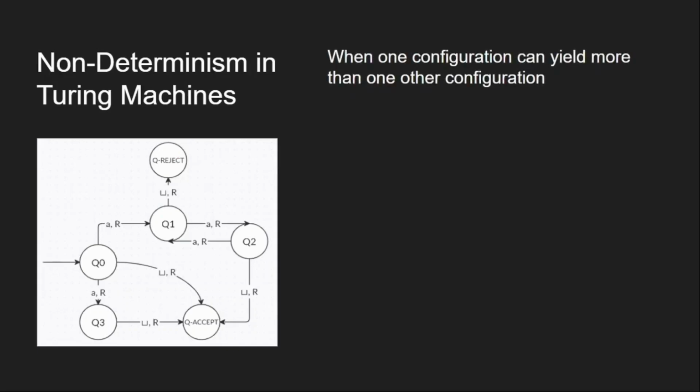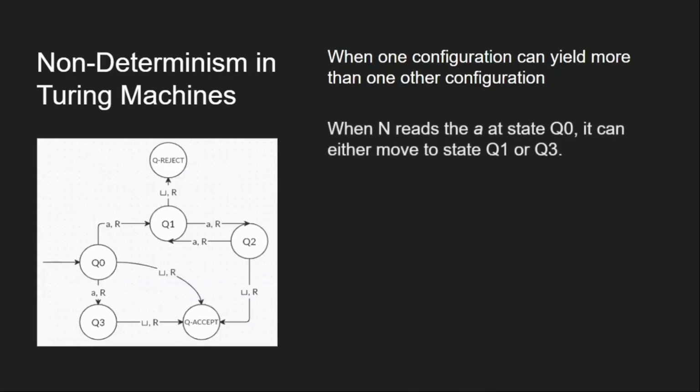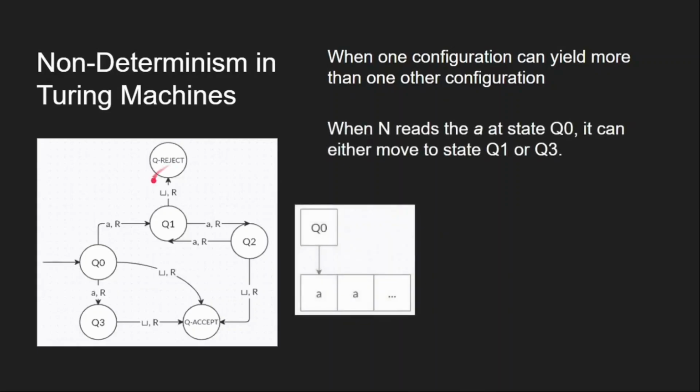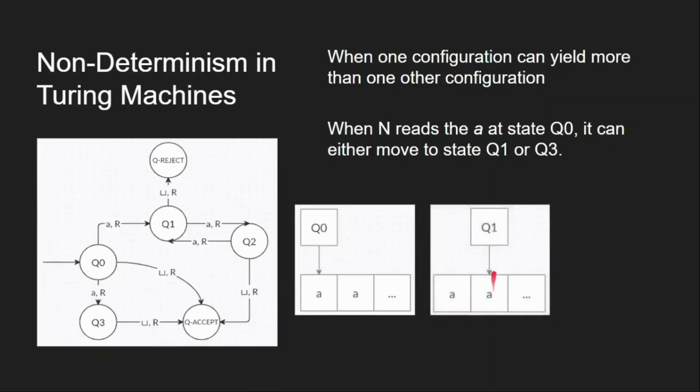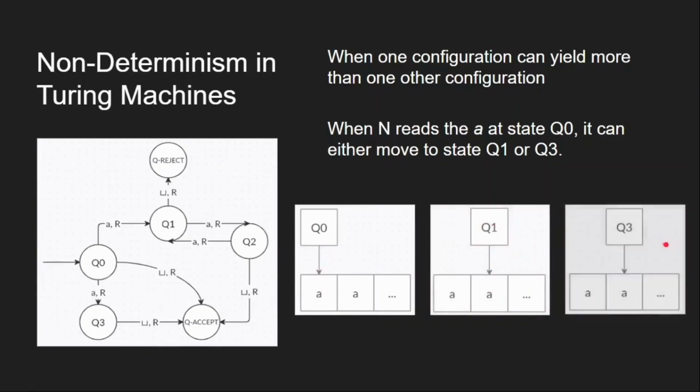Non-determinism is when a given configuration can yield more than one. And we have an example here where N reads an A in state q0. It can either move to state q1 or q3. So if it is in this configuration, in state q0, the tape contents is A and the head is in the first position, it can either move to this configuration q1 or this configuration q3.